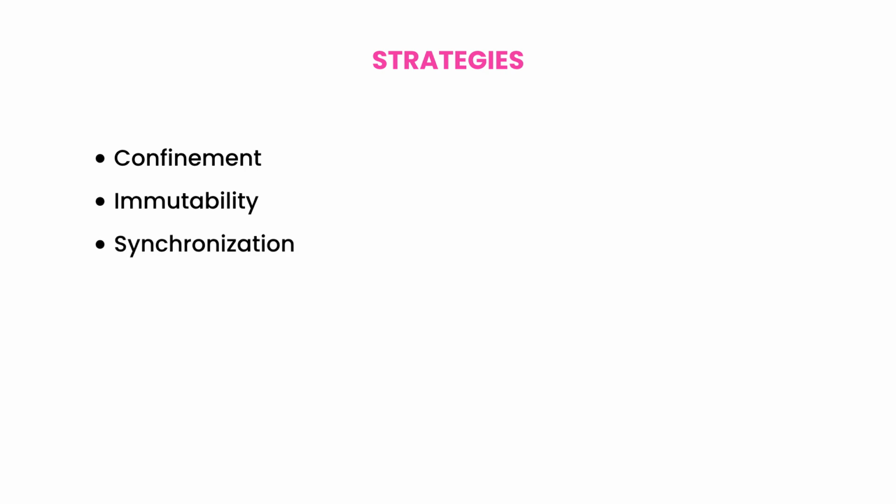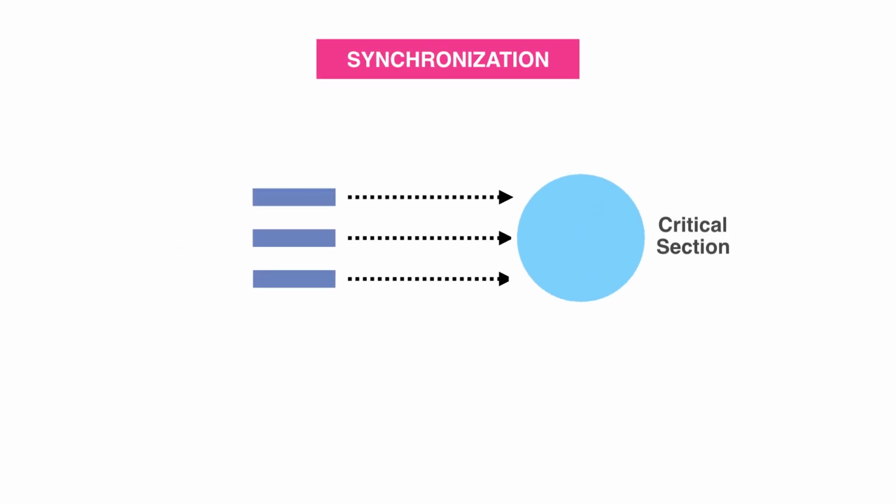Another strategy is to prevent multiple threads from accessing the same object concurrently. This is called synchronization because we synchronize or coordinate the access to an object across different threads. We do that by using locks. So we put a lock on certain parts of our code, and only one thread at a time can execute that part. Other threads have to wait.